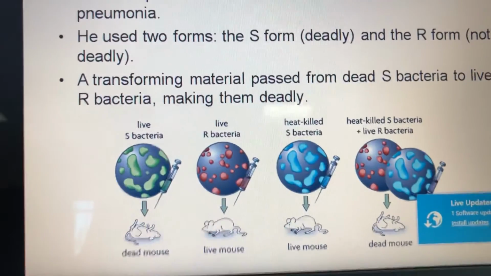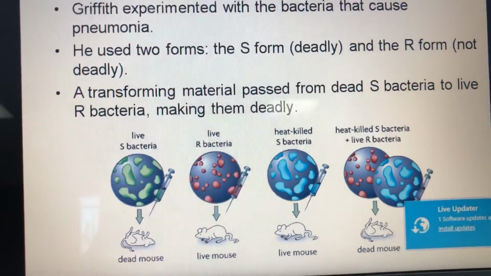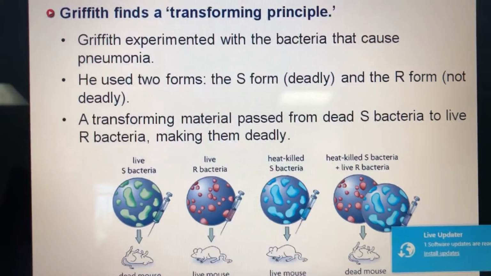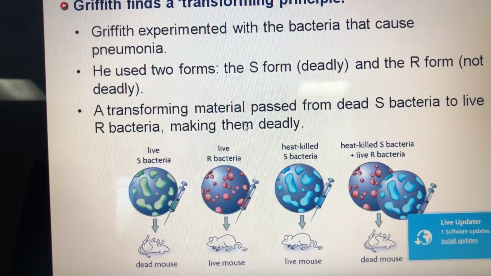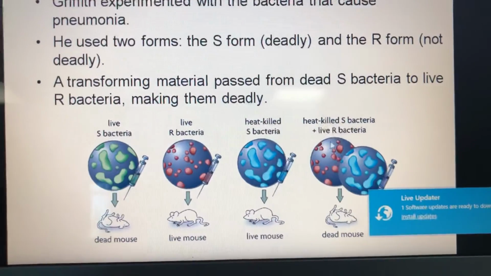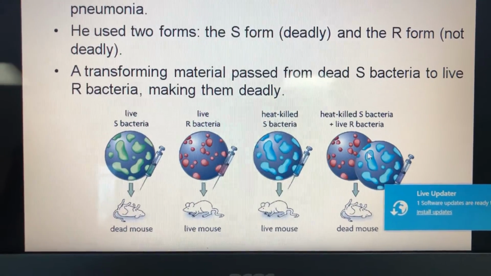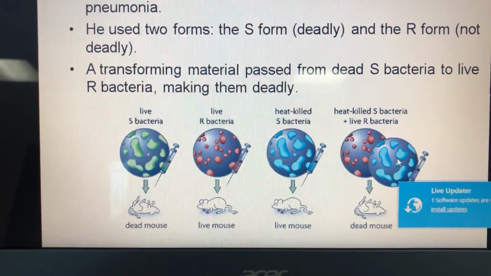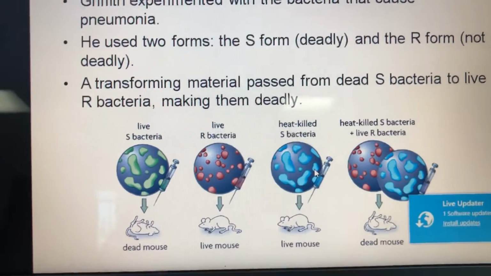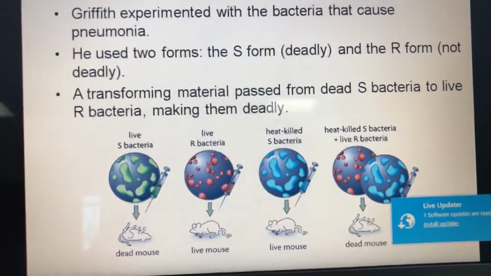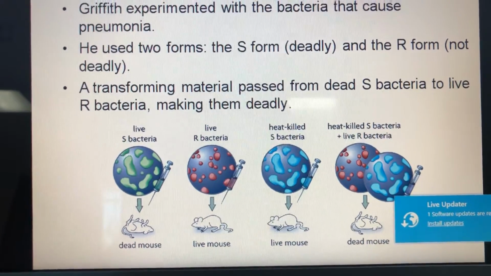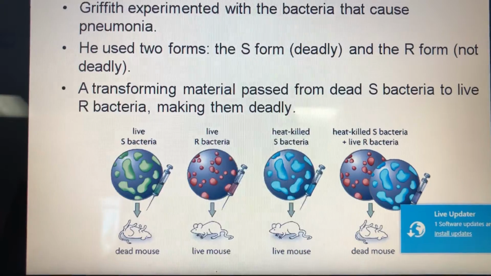Okay? He was thinking about what was happening. He concluded that there was a transforming material that passed from the dead S strain to R and made them deadly. So R is transformed. It was not deadly and it becomes deadly. All right? But he didn't know what this transforming material was. He found out that there is a transforming material, and they called this finding the transforming principle.